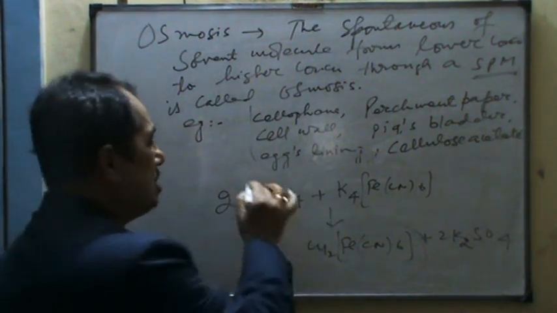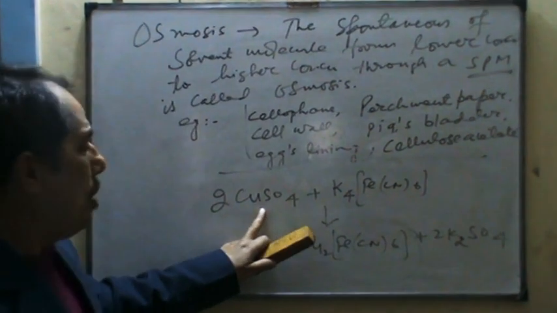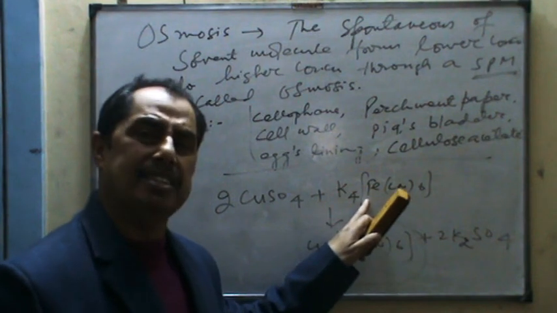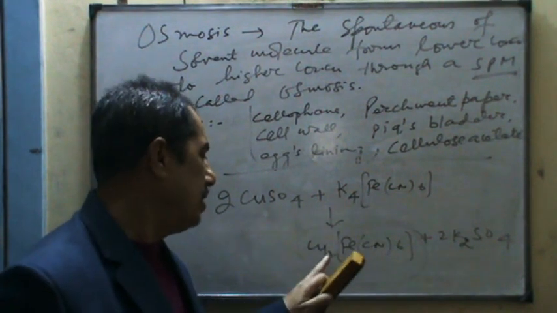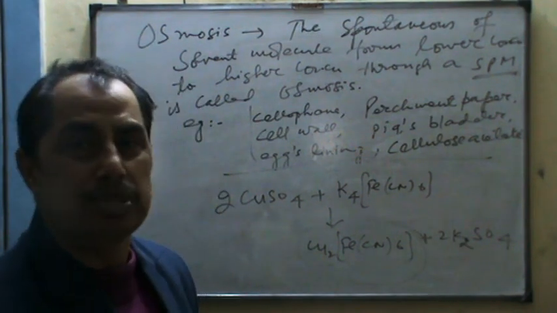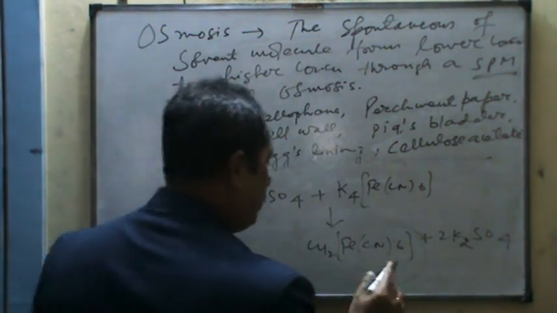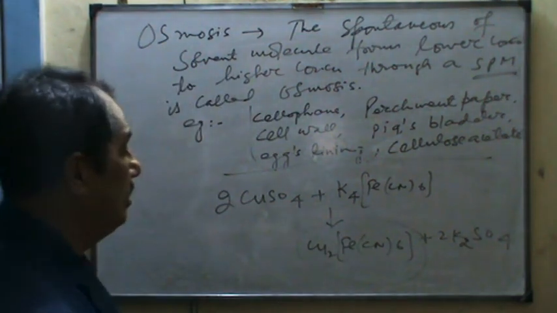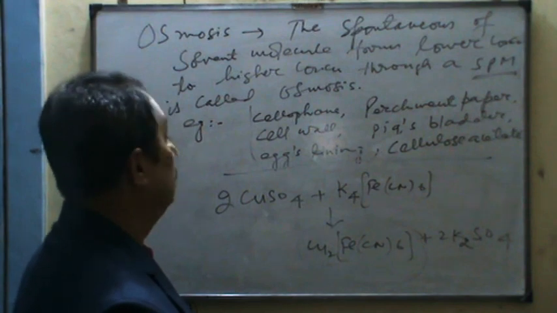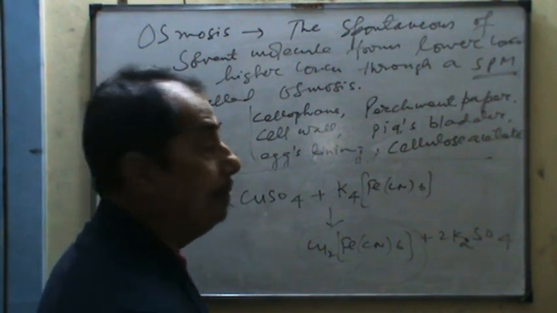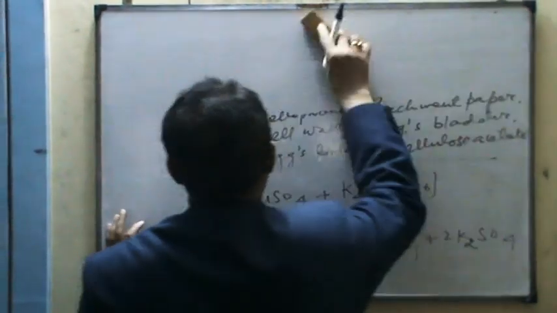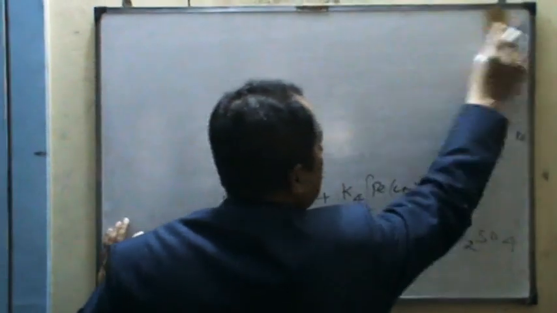So you correct the equations now. Whenever copper sulfate reacts with potassium hexacyanoferrate, it gives copper hexacyanoferrate, and the byproduct is potassium sulfate. This way we can get an artificial semi-permeable membrane.